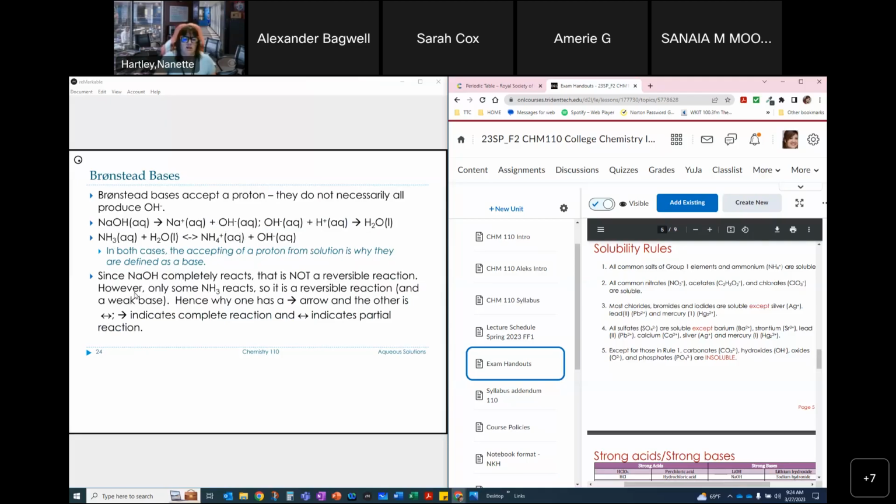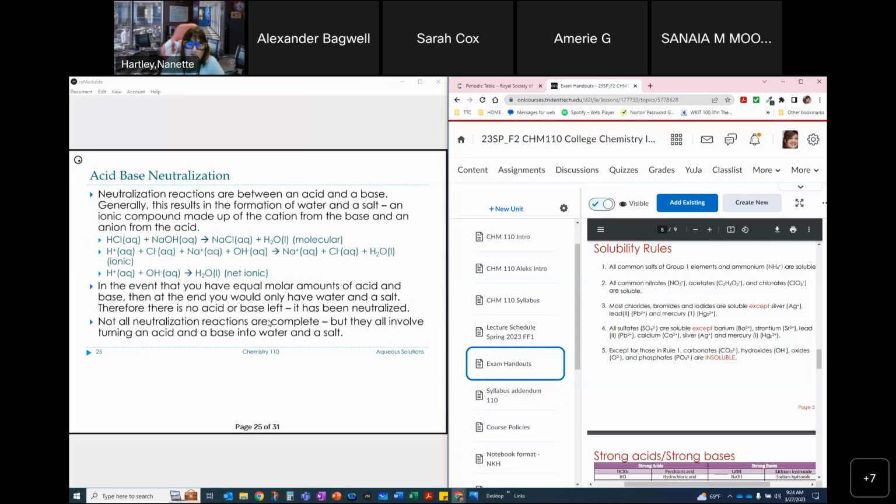Okay. Only some NH3 reacts. So this is not a complete reaction, hence why it has a double-headed arrow. It's a reversible reaction and a weak base. And indicates that the reaction can go both directions and is only partial. Questions, comments, problems about that?